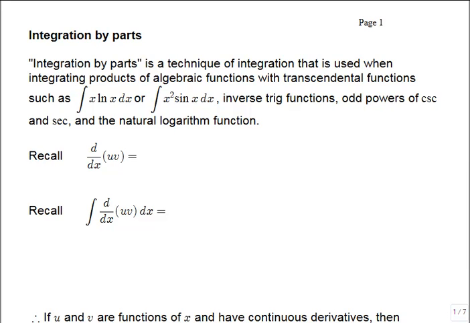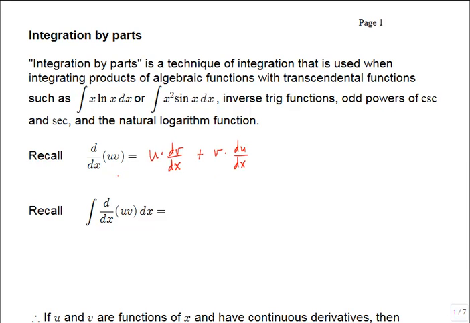So if you wanted to take the derivative with respect to x of a function u times a function v, where u and v are implied to be functions of x, then the product rule says that this is going to be the first function, which is our u, times the derivative of the second function, so that would be the derivative of v with respect to x, plus the second function v times the derivative of the first, which would be the derivative of u with respect to x.